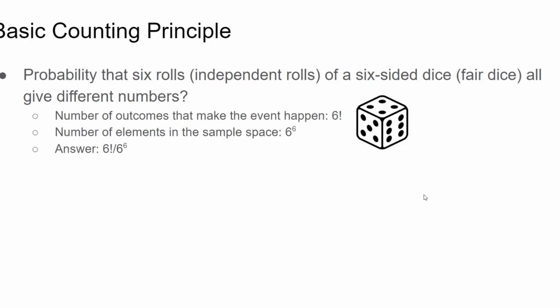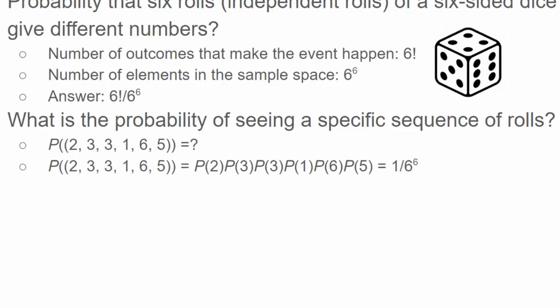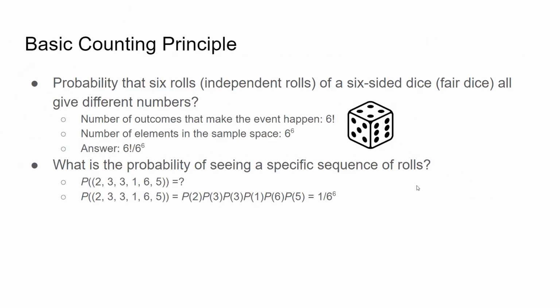For a specific sequence like 2, 3, 3, 1, 6, 5, the probability is calculated by multiplying the individual probabilities of each roll, resulting in 1 divided by 6 to the 6. This illustrates how permutation and the basic counting principle play a role in probability calculations.